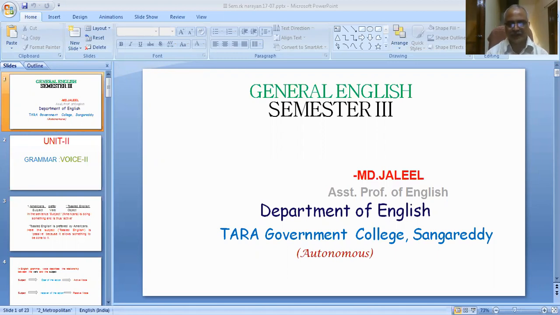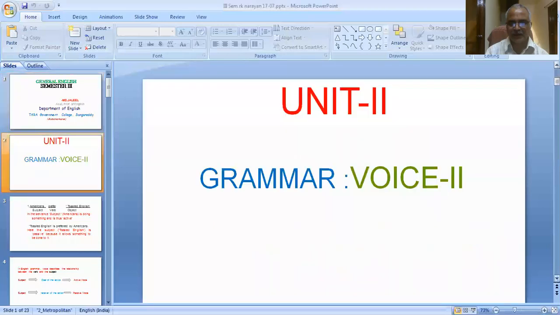We have been in unit number 2 since our last presentations. Unit number 2 has been divided into 4 sections. Among them, the first section is a poem, Punishment in Kindergarten, written by Kamala Das.